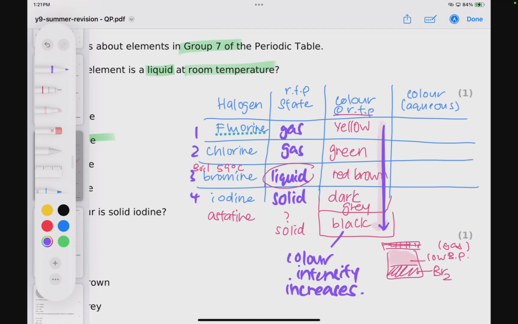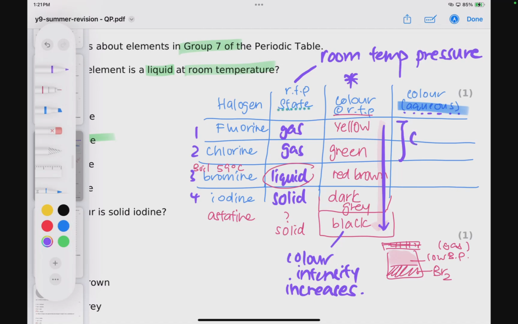Now group 7 has very unique colors. You need to know the color at room temperature and pressure. Let me write this down: room temperature and pressure. They also have another set of colors when you dissolve them in water. So I'm going to use blue for aqueous solution. The first two, because they are already so pale, will both be colorless in aqueous solution. Then bromine is going to be one shade lighter than red-brown. It would be orange. And for iodine, it's going to be brown.